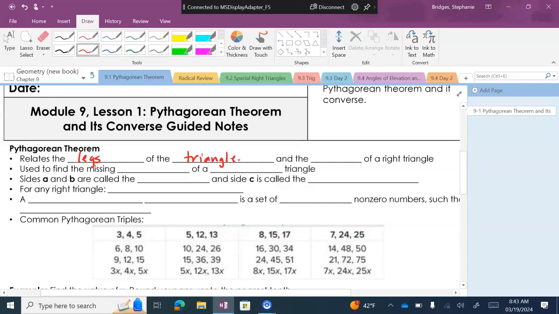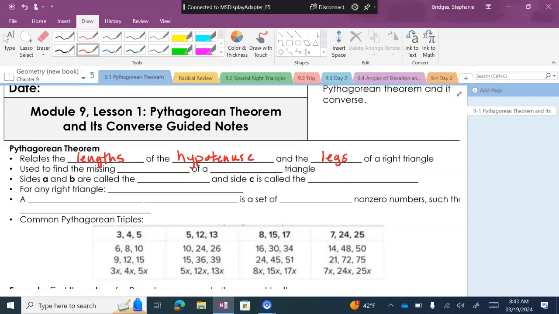The lengths of the hypotenuse and the legs. There we go. That's what I'm missing. Scratch that out. I know, I got to get back into school mode, right? All right. Relates the lengths of the hypotenuse. You guys remember which side is the hypotenuse? And the legs of a right triangle. Okay, it relates the length of the hypotenuse and the legs of a right triangle.